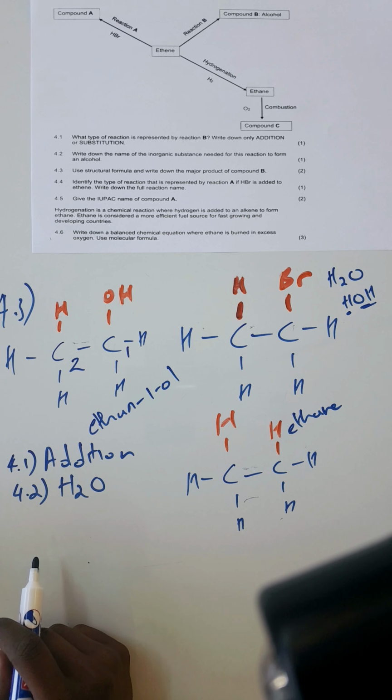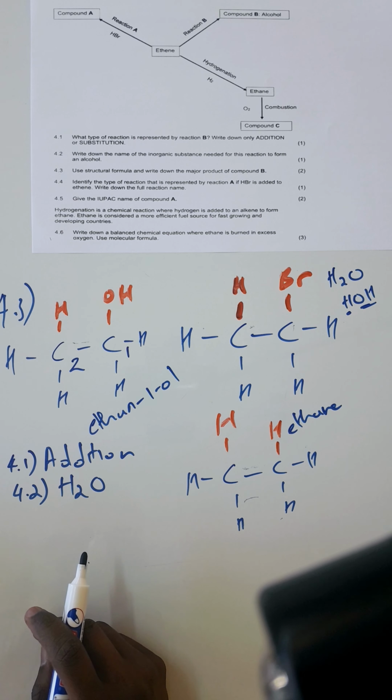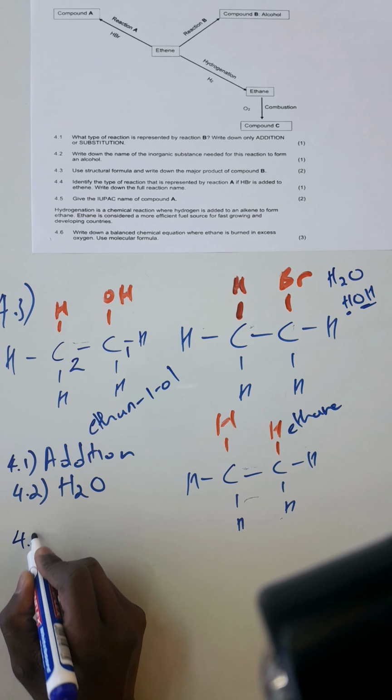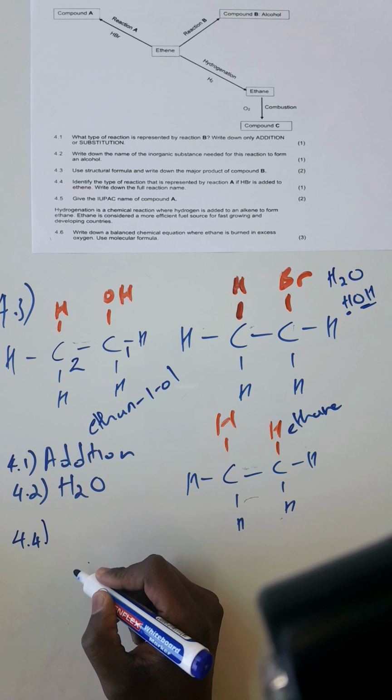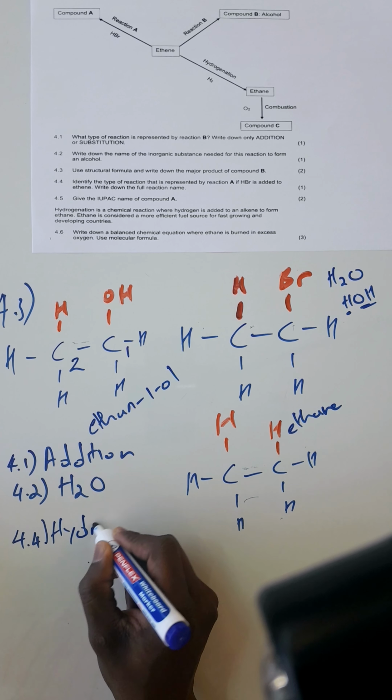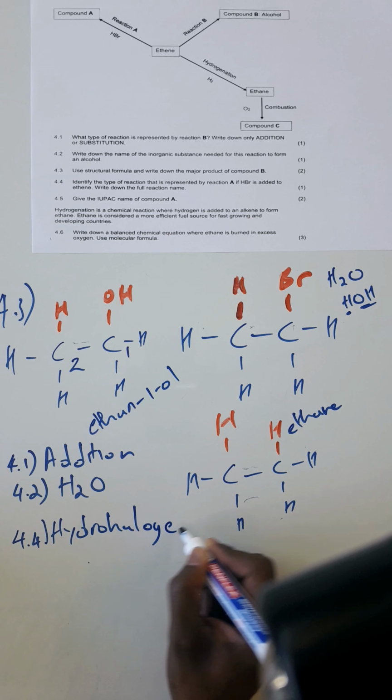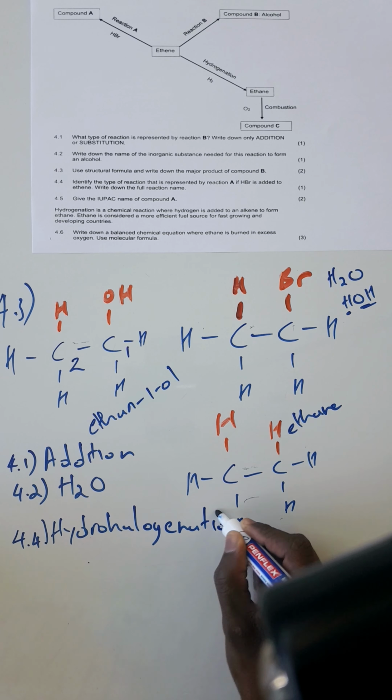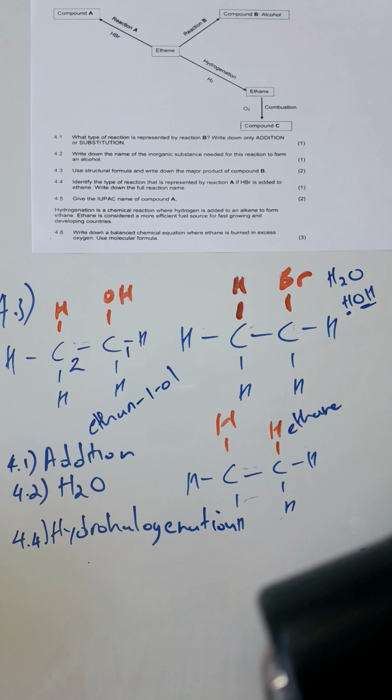4.4 says, identify the type of reaction that is represented by reaction A. If hydrogen bromide is added to ethene, write down the full reaction name. Now, when we add hydrogen bromide, it is a hydrogen halide. The reaction is called a hydrohalogenation. It's called a hydrohalogenation addition reaction.